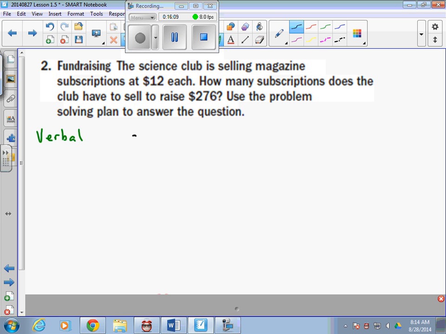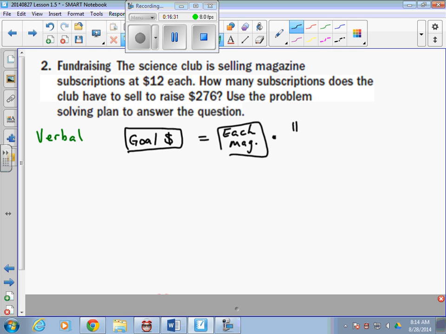So let's call the first one the goal. Goal money equals each magazine times the number of magazines. We did something like this yesterday when we did that Statue of Liberty problem and that lockers problem. It's really similar to this. So we've done stuff like this already. That's the verbal model. Again, this is just the problem-solving method.